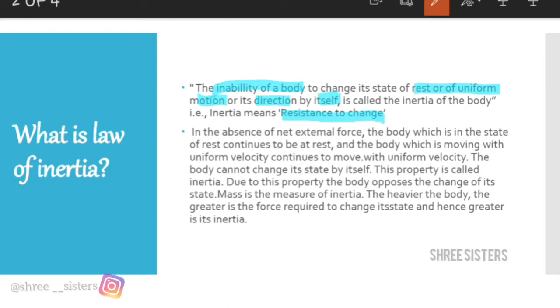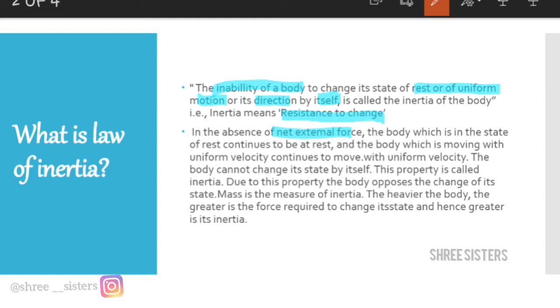Let's see what it's given in here. In the absence of the external force, the body which is in the state of rest continues to be at rest, and the body which is moving will continue to be in uniform velocity. The body cannot change its state by itself. This property is called as inertia. Due to this property, the body opposes the change of its state.